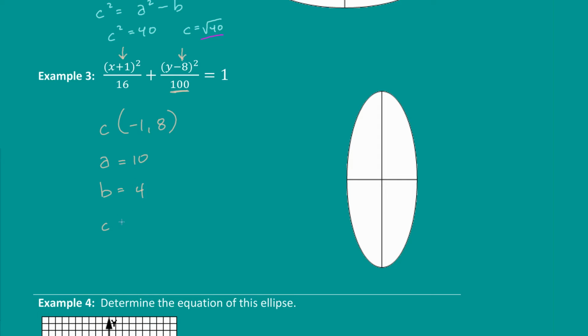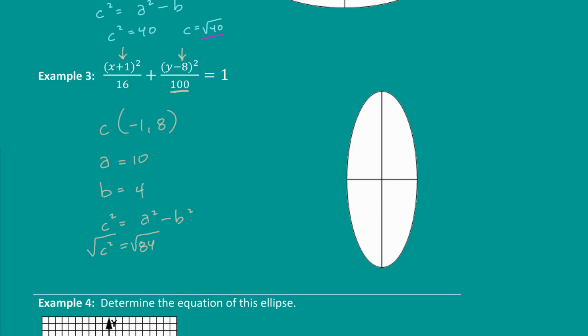And our C is going to equal, remember our C squared is equal to A squared minus B squared, because our C is just inherently smaller than our A. That's going to be 100 minus 16, which would be 84. So if I square root both sides, I get the square root of 84.